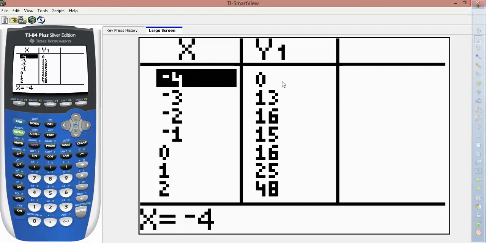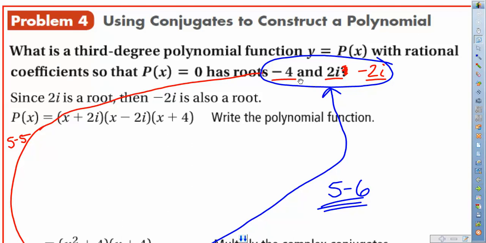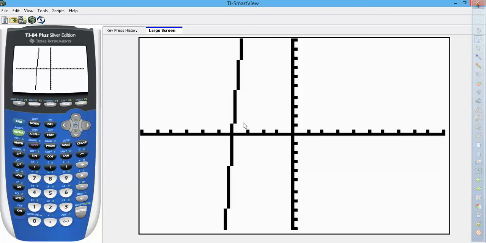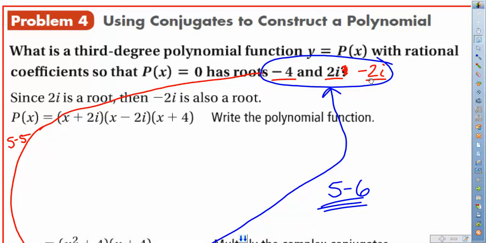If there is one real solution, there it is. Sometimes you're going to run across some problems and you'll have more than one real solution. We'll look at that in a moment. What the graphing calculator will never be able to do is give you any of the imaginary solutions. In other words, over here, 2i, -2i, you'd never be able to see those on that graphing calculator.